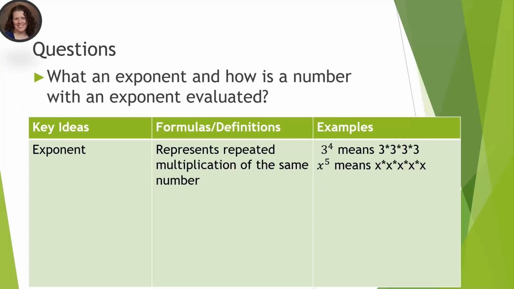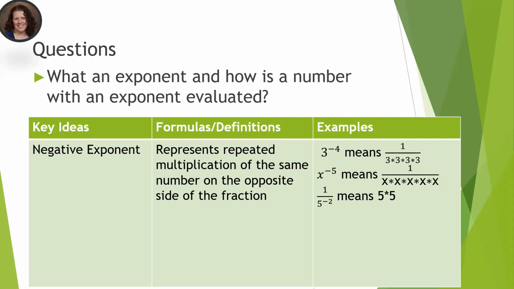So let's talk a little bit more about what it means mathematically. An exponent represents a repeated multiplication. So for example, 3 to the 4th power means 3 times 3 times 3 times 3. X to the 5th power would be x multiplied by itself 5 times. And so any exponent means you're repeating it that many times.